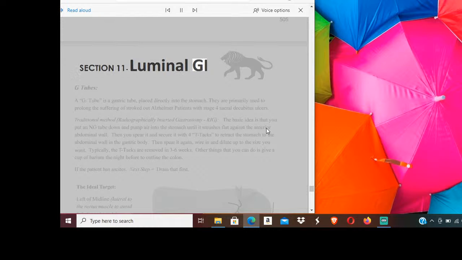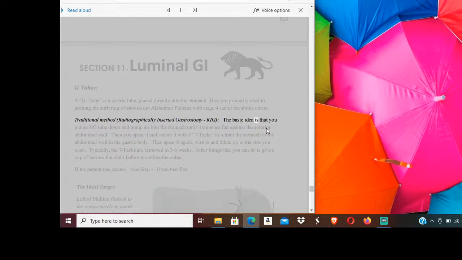Section 11, luminal GI. G-tubes. A G-tube is a gastric tube placed directly into the stomach. They are primarily used to prolong the suffering of stroked-out Alzheimer patients with stage 4 sacral decubitus ulcers. Traditional method: radiographically inserted gastrostomy, RIG.